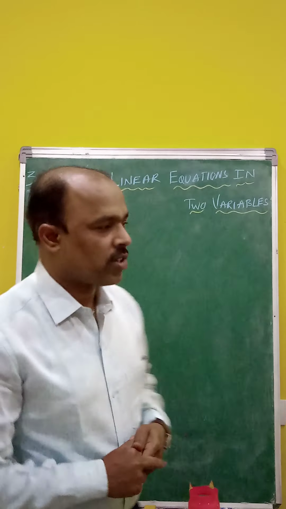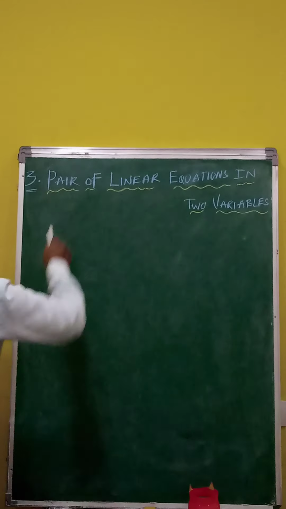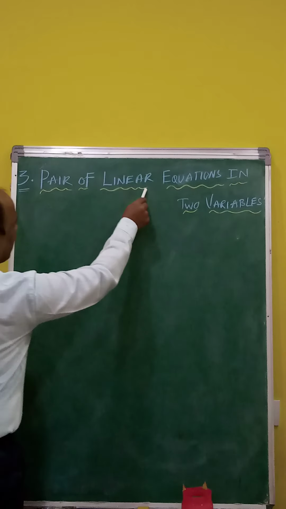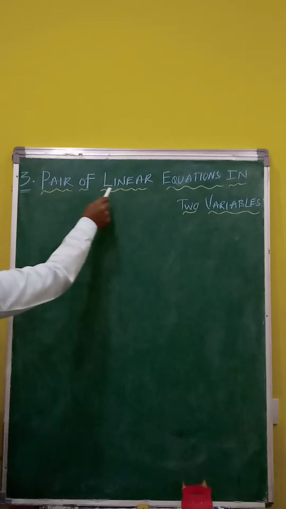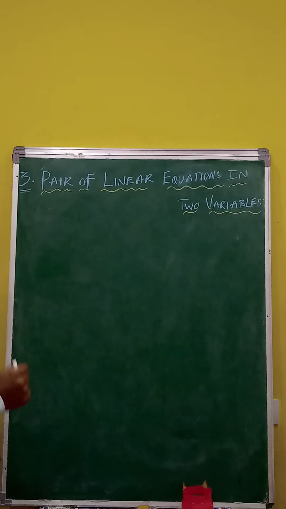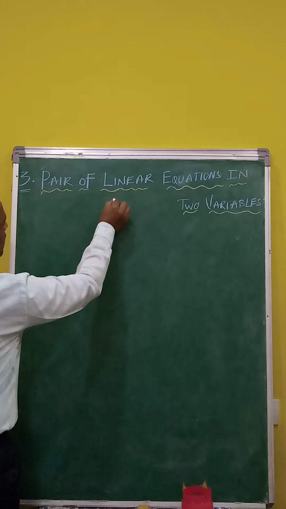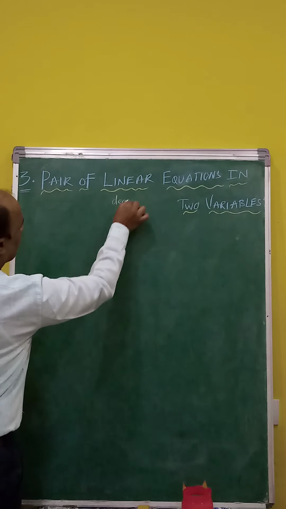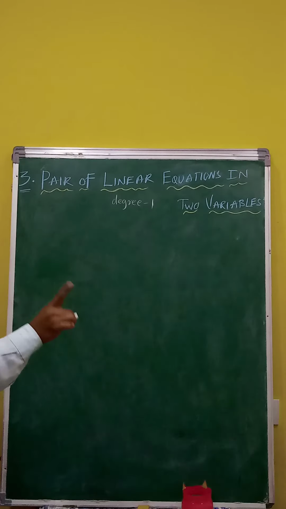Students, today we are going to start the new chapter, chapter number 3, pair of linear equations in two variables. Before going to this chapter, just recollect the knowledge of previous classes, class 8th and 9th. What is linear? Linear means degree 1, or the highest power is 1.